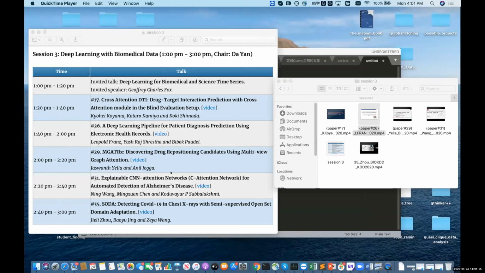Okay, so the next talk will be given by Just Wang. Is Just Wang here? Yes, I'm here. Okay, thank you. So the title of the presentation would be MGATRX, discovering drug repositioning candidates using multi-view graph attention. Let's stream the talk, please.